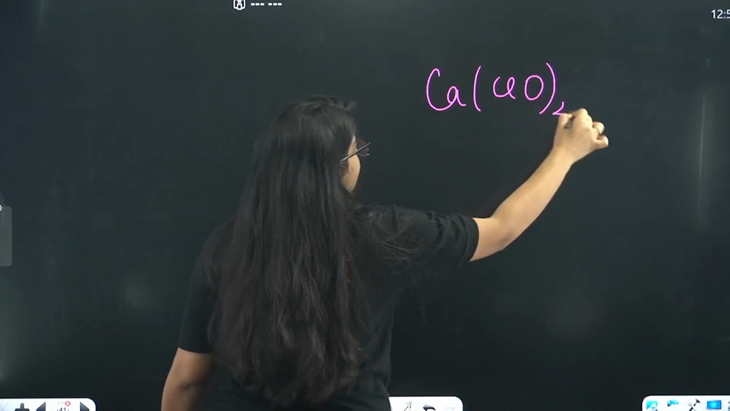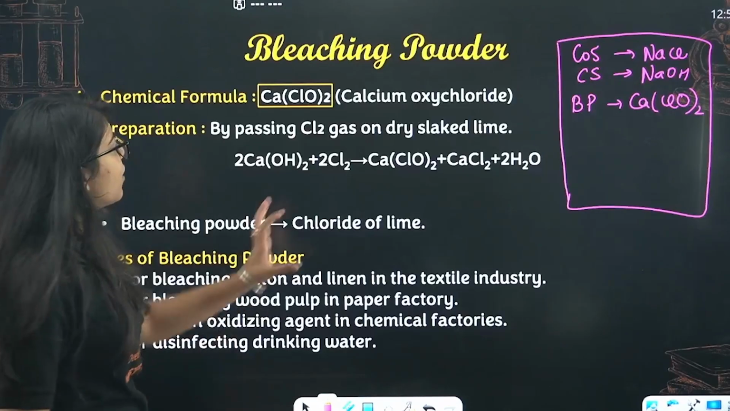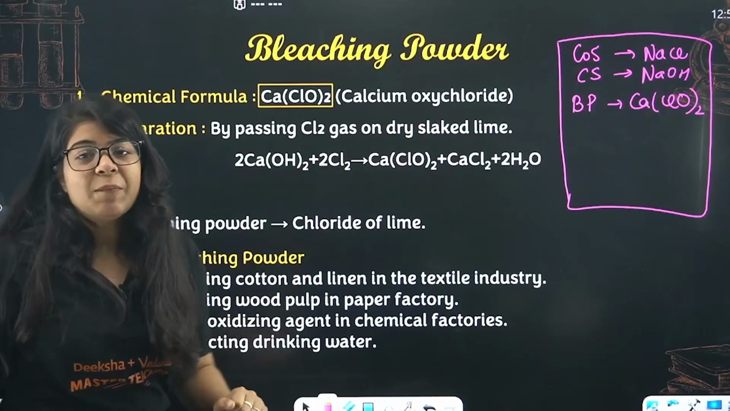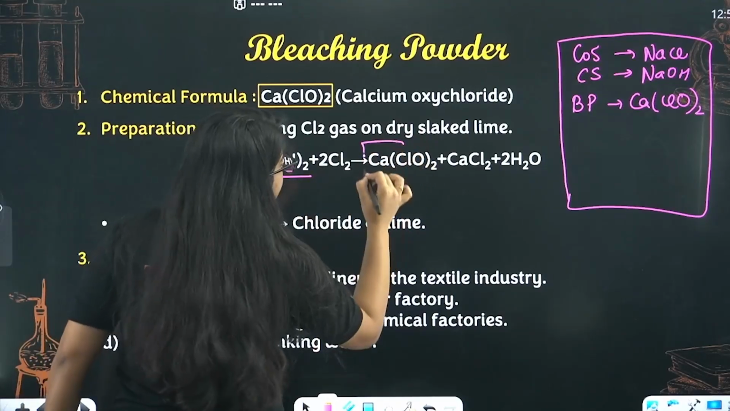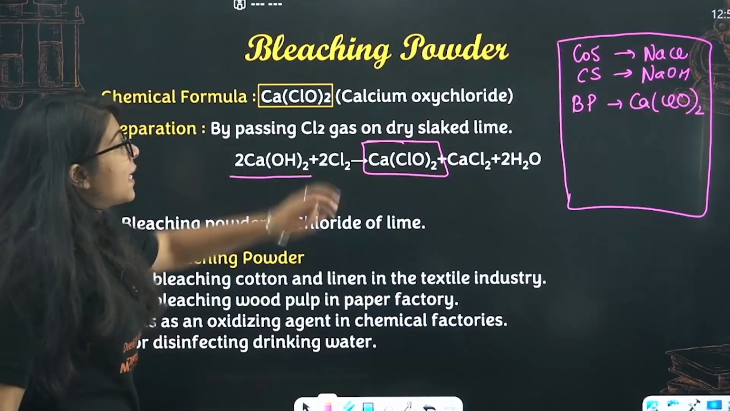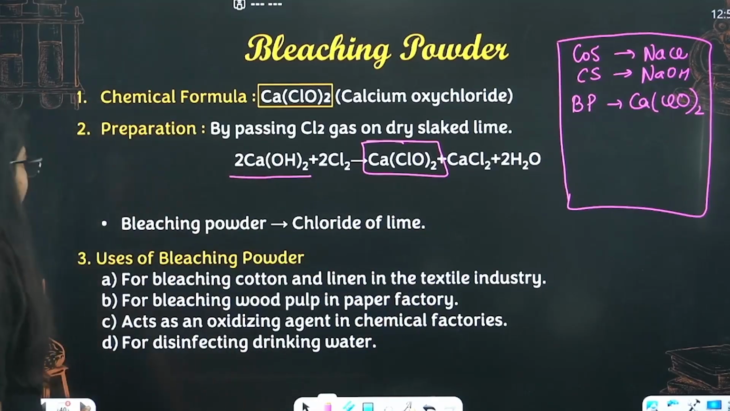CaClO twice. Now, how do you remember this? That's a little bit of a tricky part. Okay. Now, beta, I have calcium hydroxide. I want bleaching powder. That is your calcium oxychloride. Done. Now, how will you remember from where to get it?